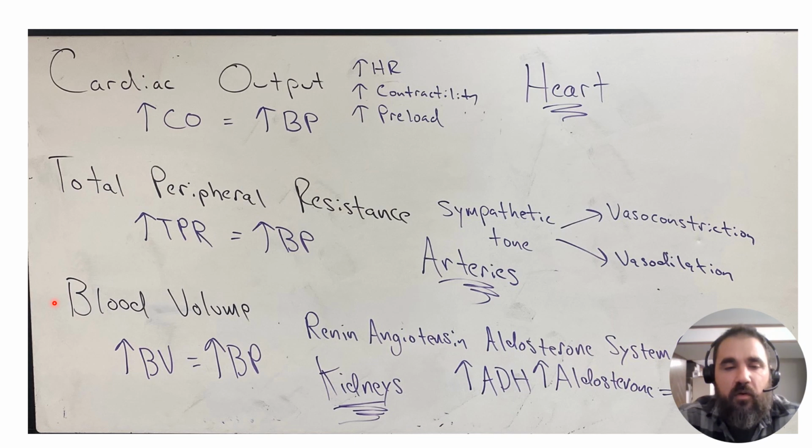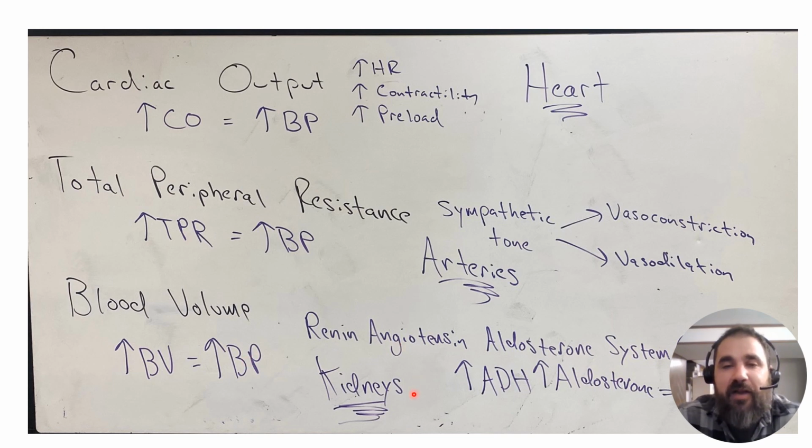Okay, so blood volume. So what increases blood volume, right? So blood volume, if we make more fluid in those same pipes of the arteries, well, that's going to increase our blood pressure. So as long as the peripheral resistance stays the same and cardiac output stays the same, if we increase our blood volume, there's the same amount of space for more blood. That's going to increase the pressure.